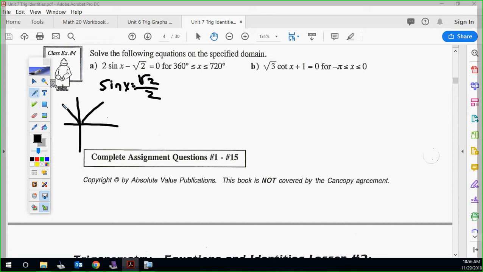Sine is positive. I want the 45 cut here and the 45 cut here. This is 45. This is 135. But obviously, those aren't in what I want. So what am I going to do? Add 360 to both of them. Good job. Add 360. So my answers are 405 and, what is that? 360, 495. That's it.